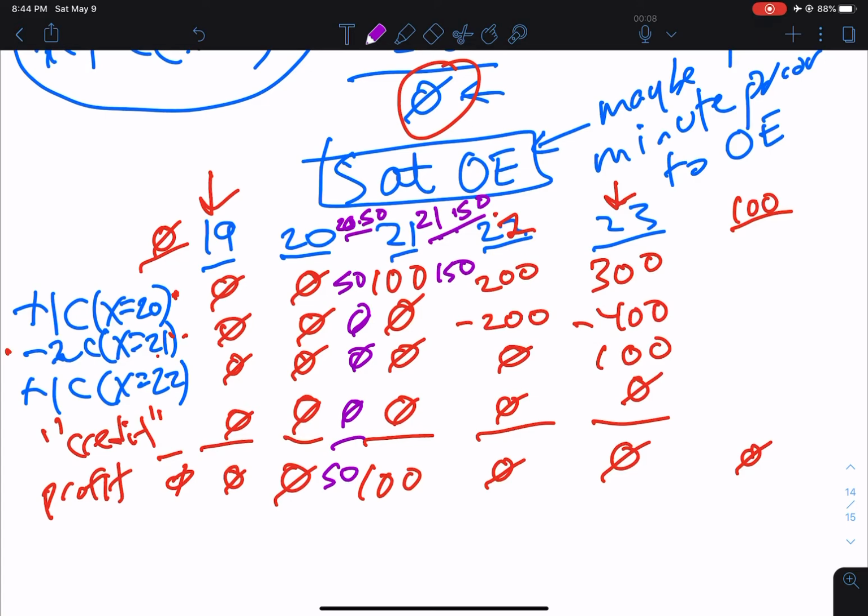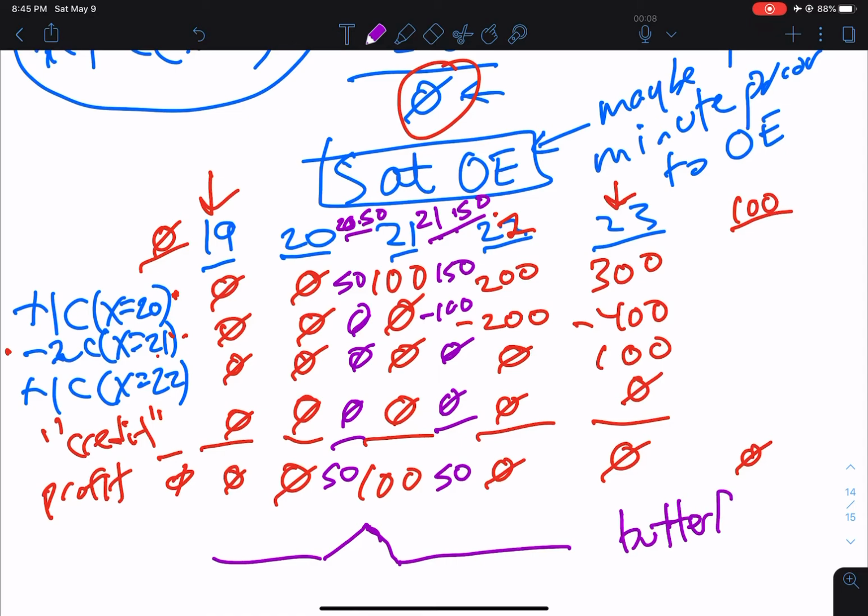I have to buy to close 2 of them, so that's going to cost me $100. Okay, 22 strikes still worthless at OE. Credit's still 0. And when you add this up, you got 50. This just helps you see we got a bunch of zeros, a 50, and then 100, and then a 50, and then back to the 0. And you see that and say, oh yeah, that's quite familiar. And that is, of course, the profit diagram. I won't get too specific, known as a butterfly. Specifically, since we made this out of all calls, this is a long butterfly.